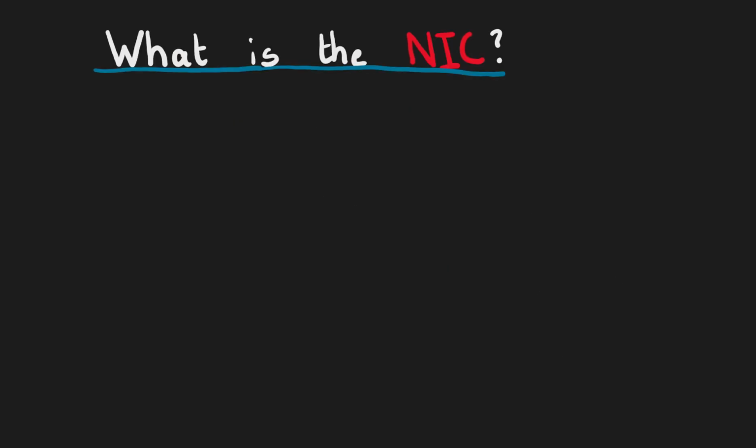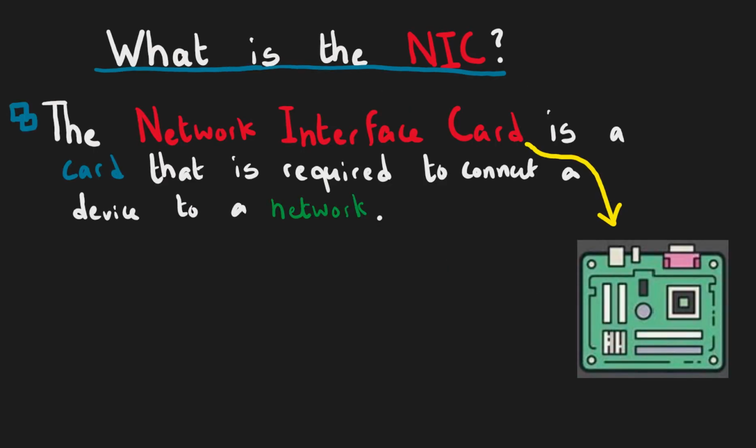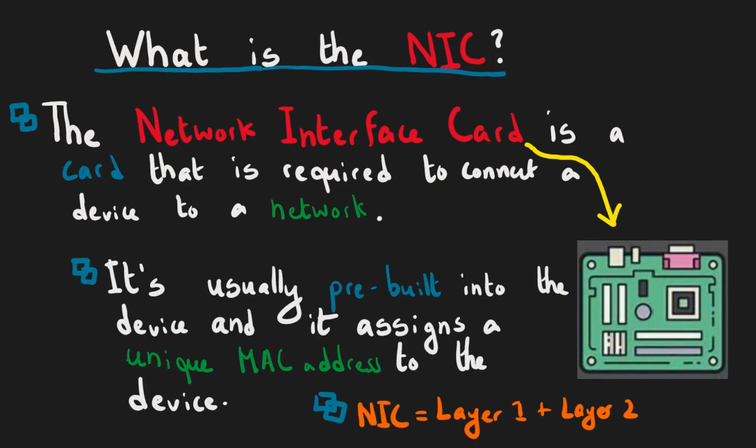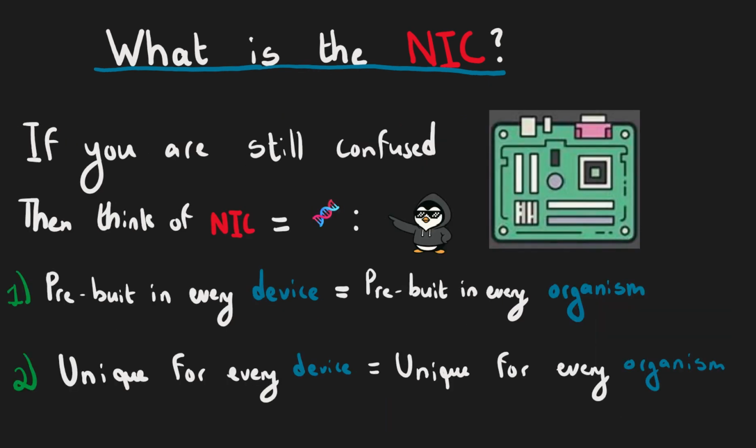Starting off with the NIC, it stands for Network Interface Card and is a card required to connect a device to a network. It's usually pre-built into the device and it assigns a unique MAC address to the device. It's also useful to know that NICs don't operate on a single layer, but instead are a combination of both layer 1 and layer 2. If you're still confused, think of the NIC as DNA. They're both pre-built in and unique for every host.